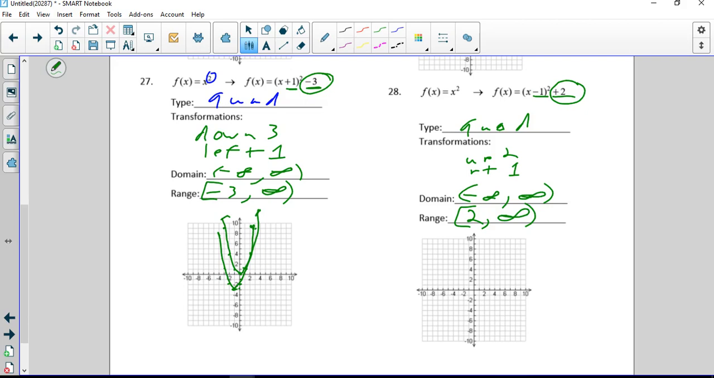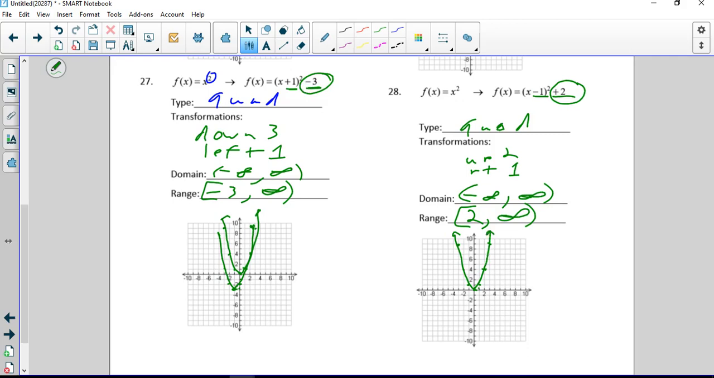So again, I can put my original points on. 0, my 1s, at 2, and at 3. When I say 1 and 2 and 3, I mean positive and negative. And there's my parent one.